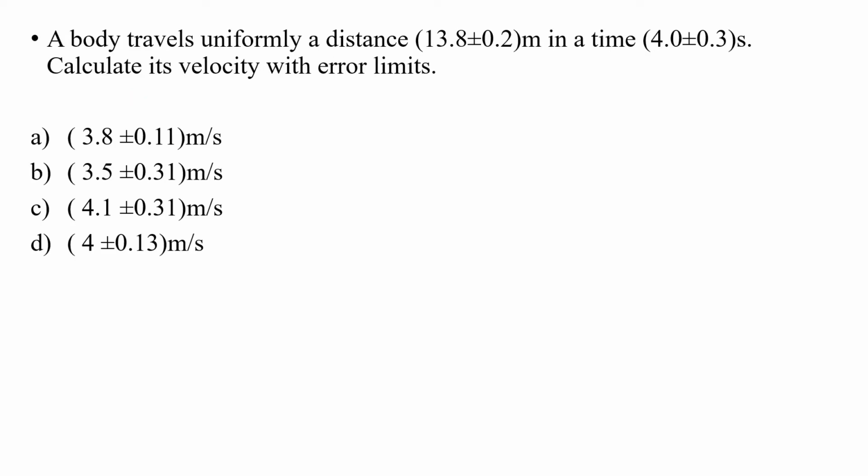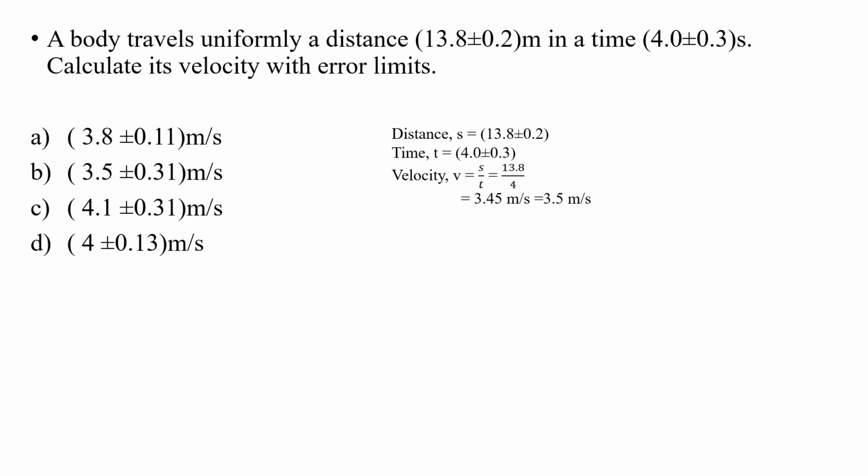Moving on to the next question. A body travels uniformly a distance 13.8 plus or minus 0.2 meter in a time 4 plus or minus 0.3 second. Calculate its velocity with error limits. I repeat, a body travels uniformly a distance of 13.8 plus or minus 0.2 meter in a time 4 plus or minus 0.3 second. Calculate its velocity with error limits.